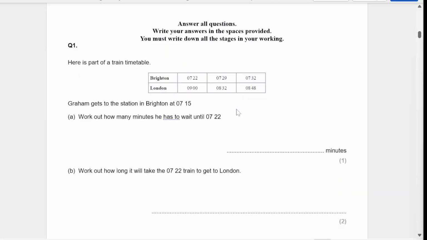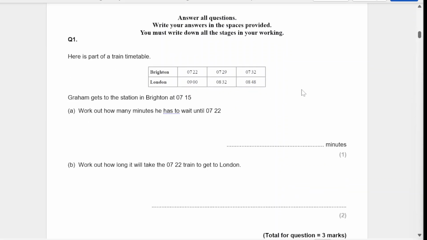Question 1. Here is part of a train timetable. Graham gets to the station in Brighton at 7:15. How many more minutes does he have to wait until the 7:22? So this is fairly straightforward. In effect, we're doing 07:22 minus 07:15, which would give us 0 hours and 7 minutes, so 7 minutes.